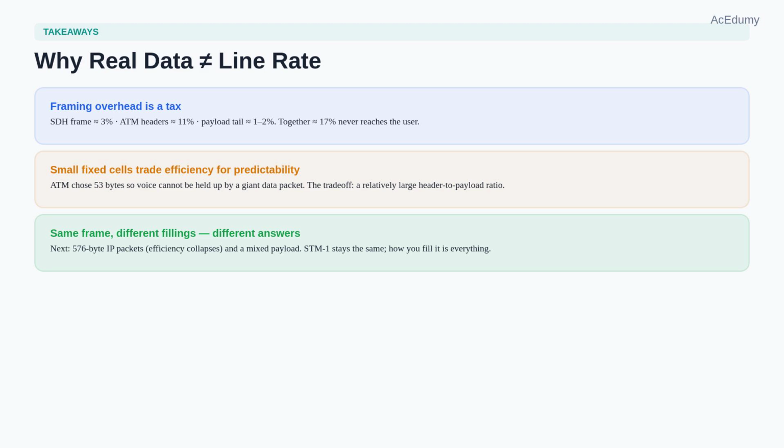3. In the next 2 videos, we will run exactly this calculation with 2 different payload schemes. 576-byte IP packets, where we will see efficiency collapse, and a mixed packet size that shows what happens when you mix cells of different sizes in the same frame. The STM-1 frame stays the same, only the way we fill it changes, and the answer changes dramatically with the payload choice.